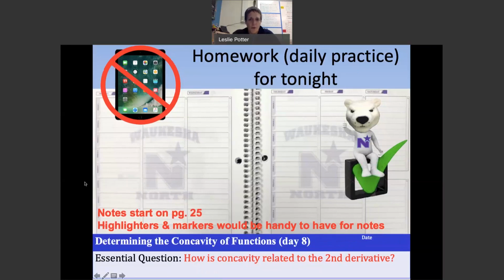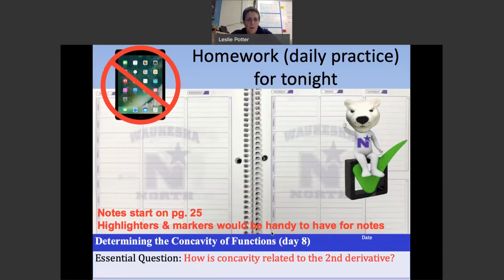These are the notes for Unit 5, Day 8. They start on page 25 of your note packet, and you might want to pause the video and grab some highlighters or markers. I use some color coding in this set of notes.